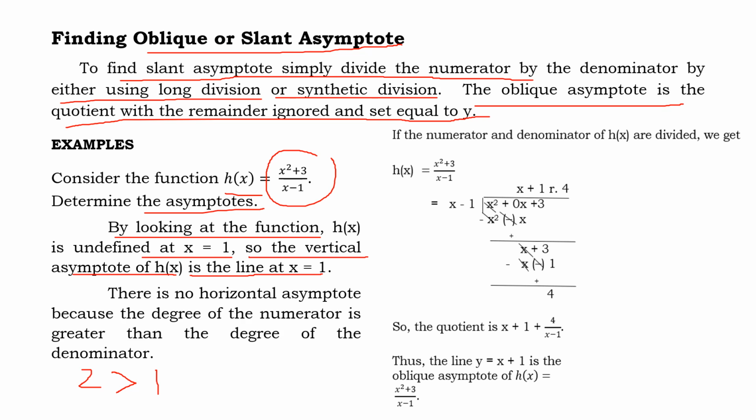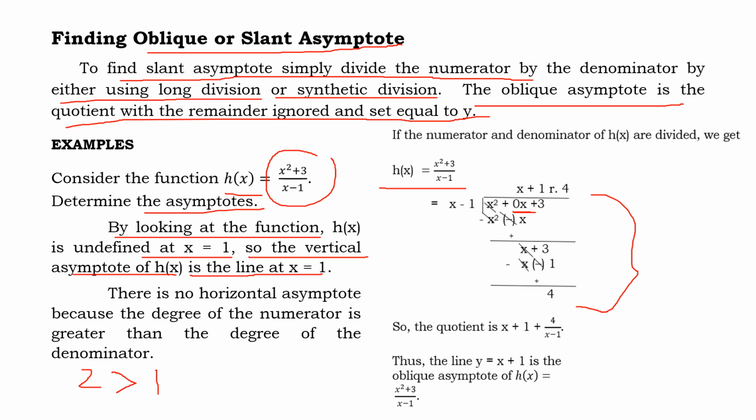Now, we divide the numerator and denominator of h of x, which is x squared plus 3 divided by x minus 1. So we just simply divide this one. We assume that there's a middle term here that is equal to 0. Once we apply synthetic division or the long division method, we just assume that there is a middle term between your x squared and positive 3. That's why we put 0x here. There is no value of 0x here, we just put it to be guided. Then we apply the long method.